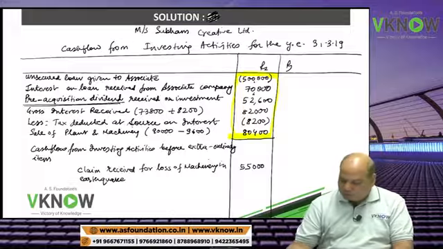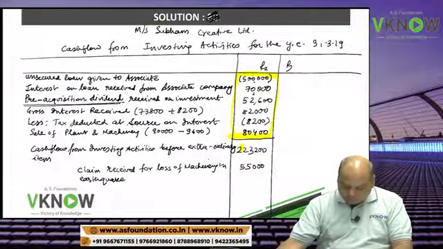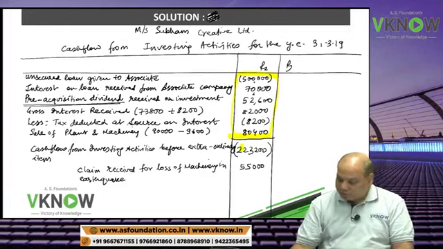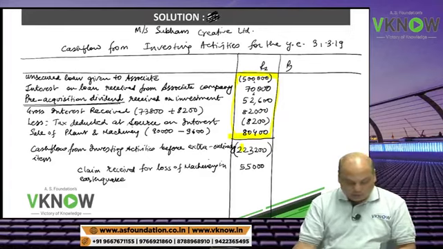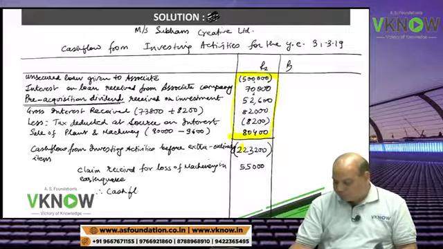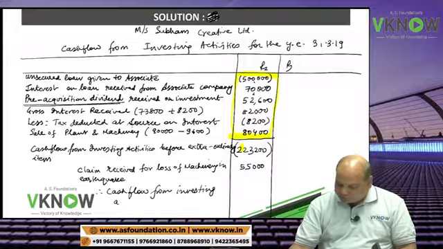So I am getting 2,23,200 negative. And then you have claim received for loss of earthquake. Therefore, cash flow from investing activities.